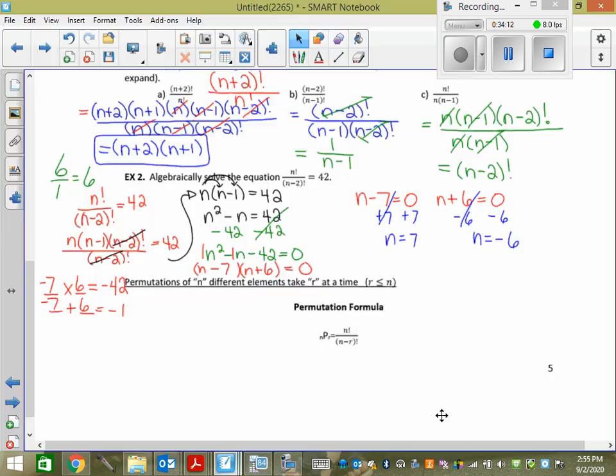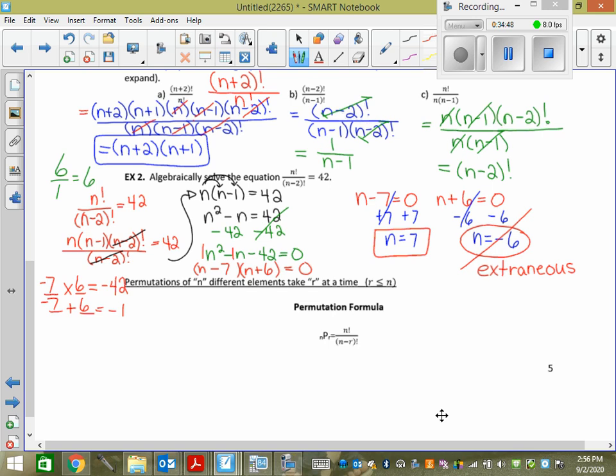So what do you do? You box this one to show that it's correct, n equals 7. And you circle this one and put a line through it and say extraneous. That means it is a solution, but it does not work. And they're going to look for extraneous, you showing that it doesn't work. Okay? So one worked, one didn't.